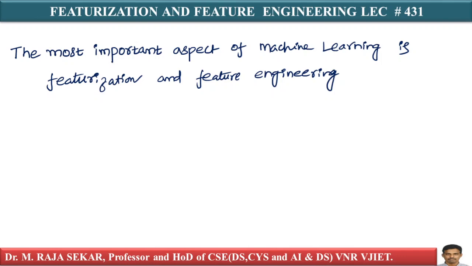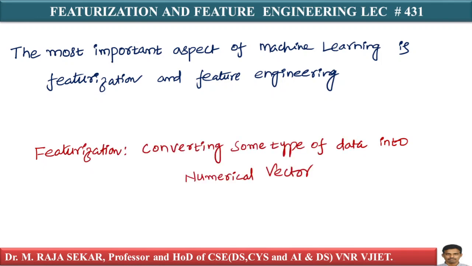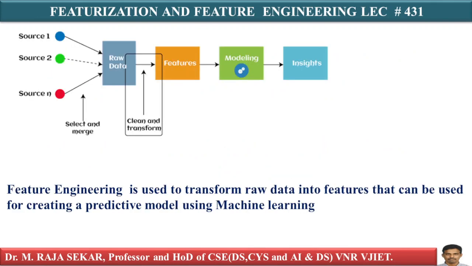For example, for text data, we have already seen, when we were looking at Amazon food reviews data, how to do feature engineering. Featurization is basically about converting some type of data into a numerical vector. Feature engineering is how you modify it so that it works well with machine learning. Feature engineering is the pre-processing step of machine learning.